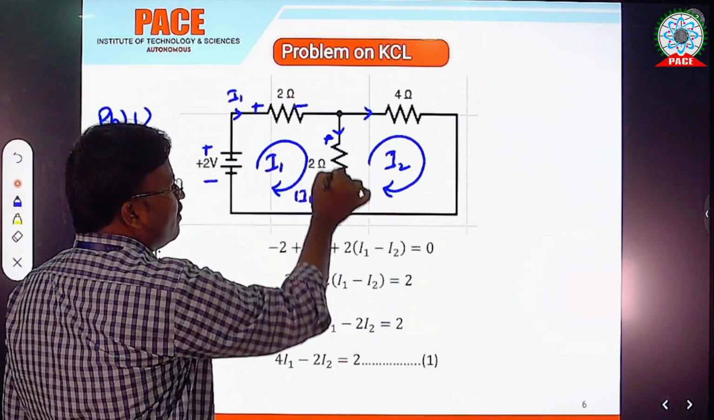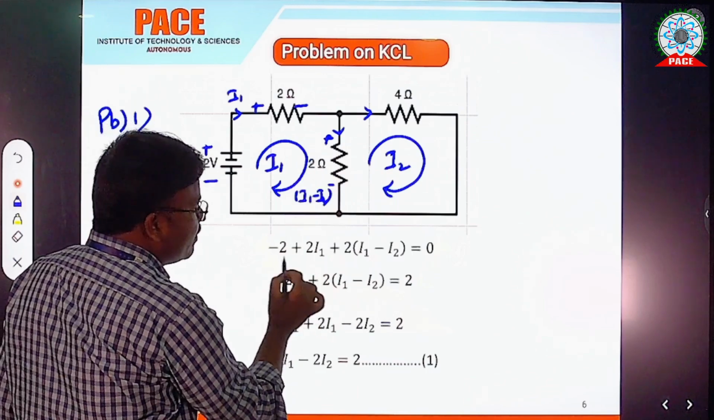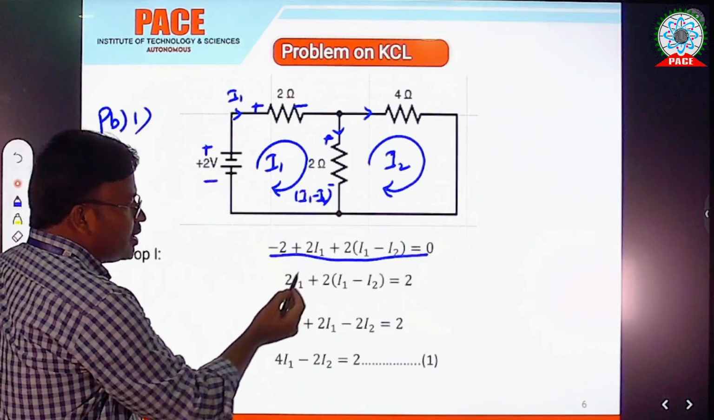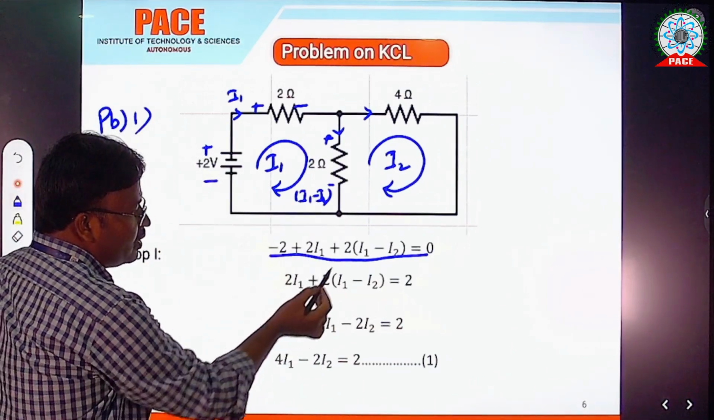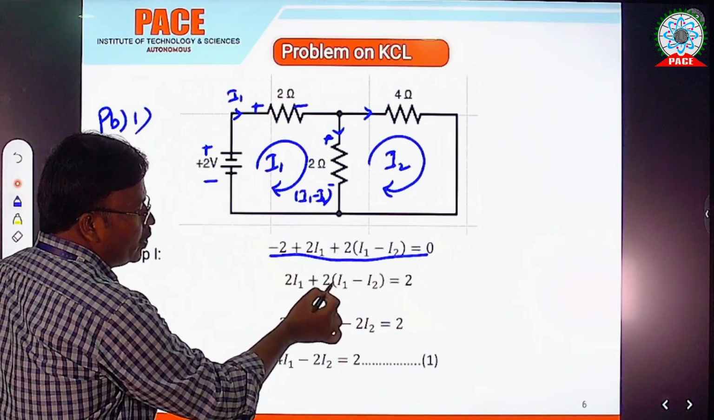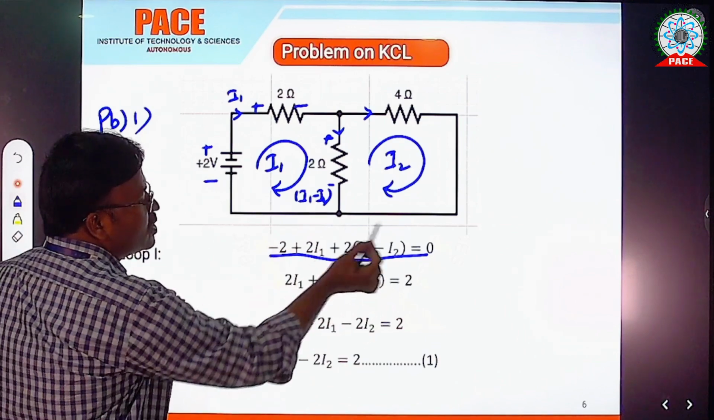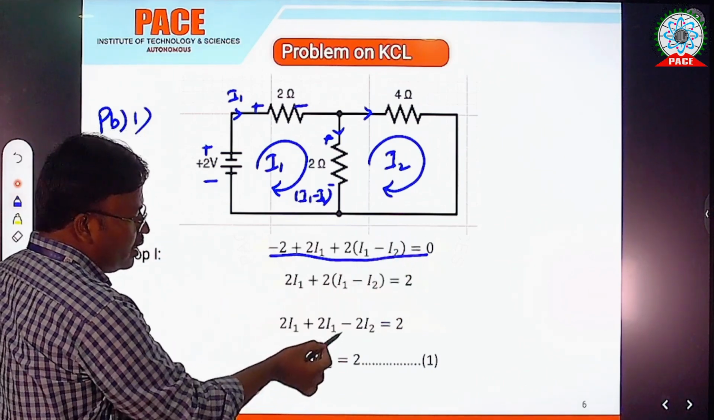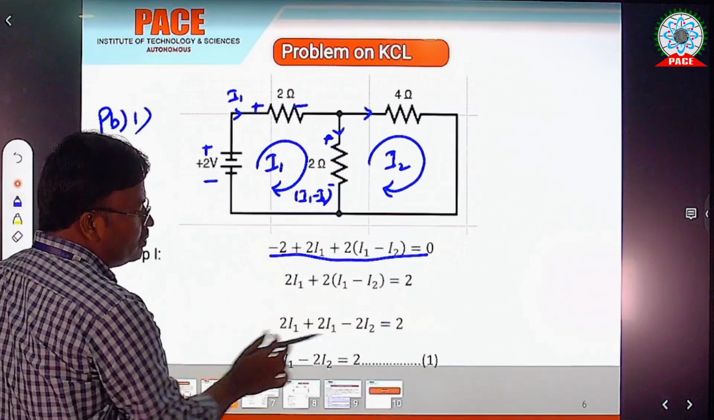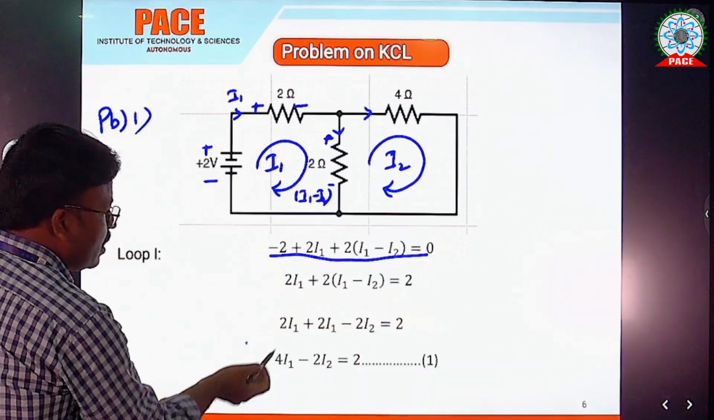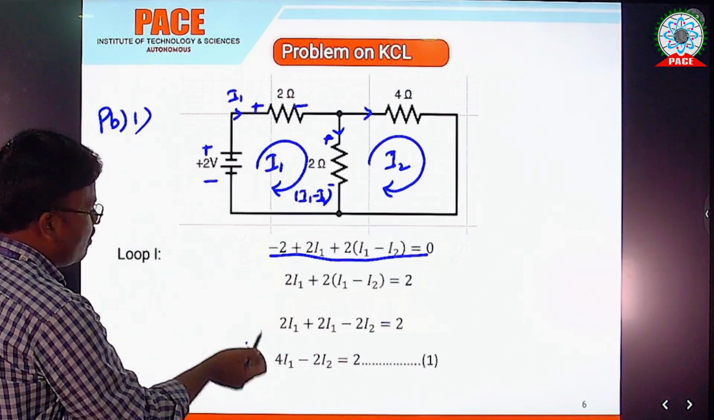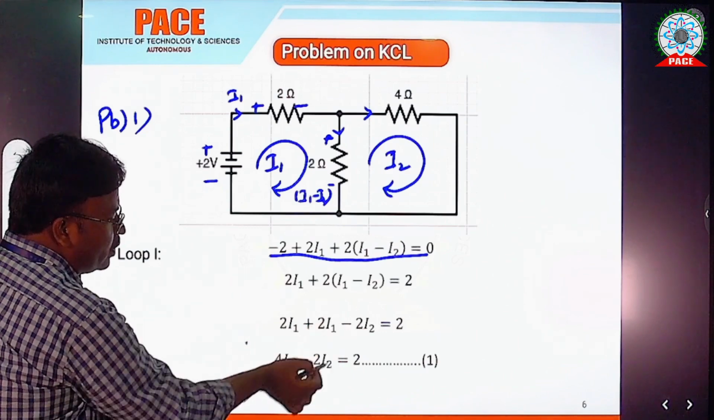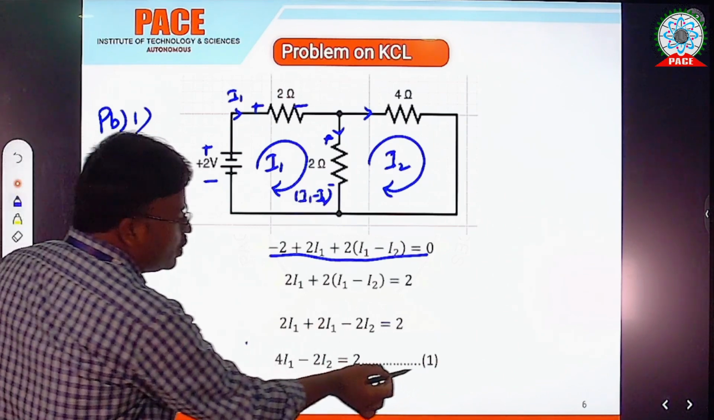So we write the equation like this: 2I1 plus 2 into (I1 minus I2). Moving this 2 to the other side, we get 2I1 plus 2 into I1 minus 2 into I2 equals 2. Finally, from this loop we get 2I1 plus 2I1, that is 4I1 minus 2I2 equals 2. I call this equation 1.